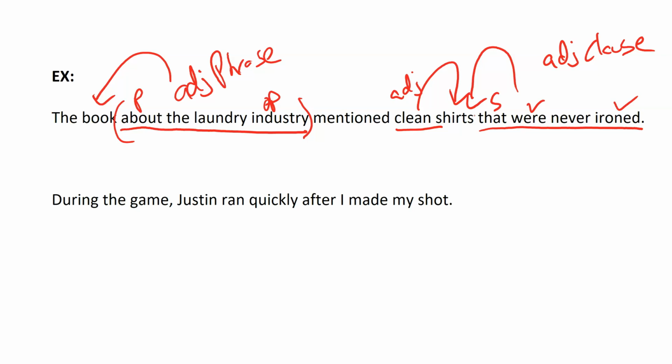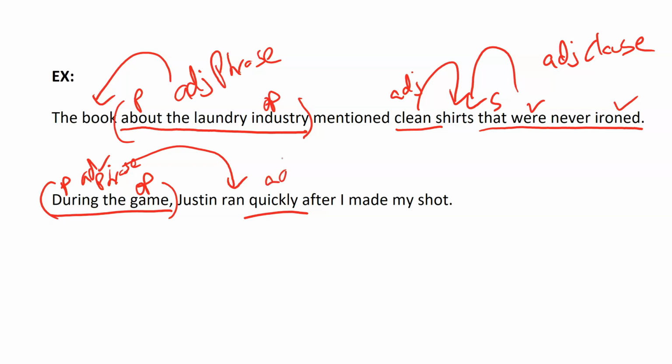Second sentence, during the game, Justin ran quickly after I made my shot. During the game is a prepositional phrase. It comes at the beginning of the sentence. There's the preposition, there's the OP, and this is an adverb phrase. And it is describing the running. The running happened during the game, so it modifies ran. Quickly is also an adverb by itself. It ends in ly. That's a good signal. It's describing ran as well.